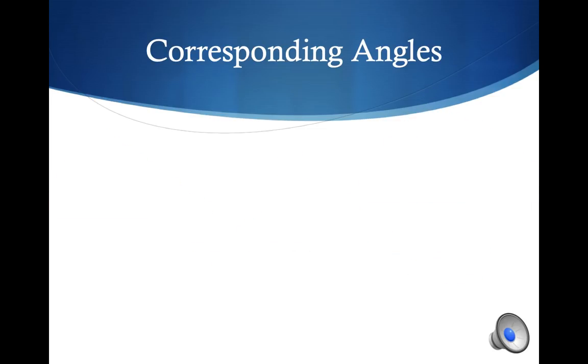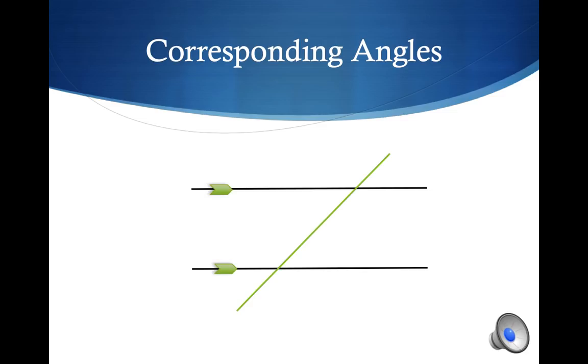Alright, let's review corresponding angles. Here we have two parallel lines noted in black and a green line that cuts through them. This green line is called a transversal. The neat thing about this is that it doesn't matter how the transversal cuts these parallel lines, the results will always be the same.